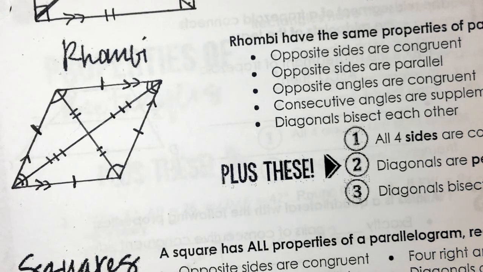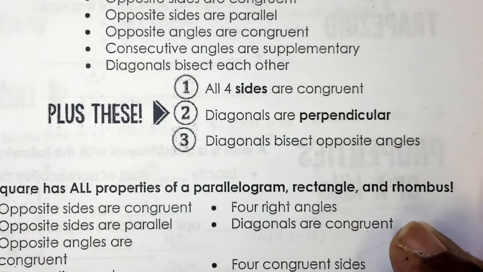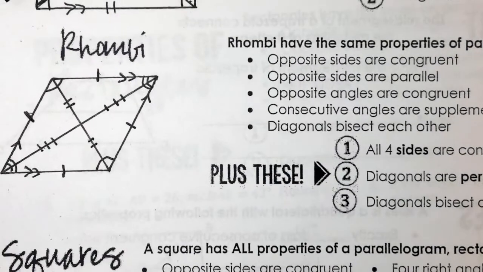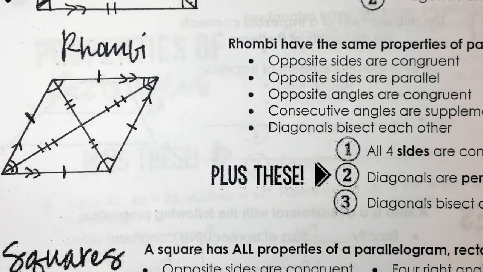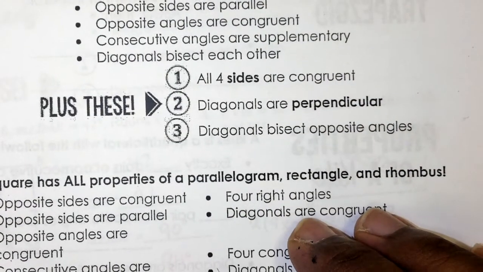What makes this a rhombus is these other 3 things. All sides are congruent. We already marked the sides congruent. They're all congruent to each other. All 4 sides are congruent. And then the diagonals are perpendicular.